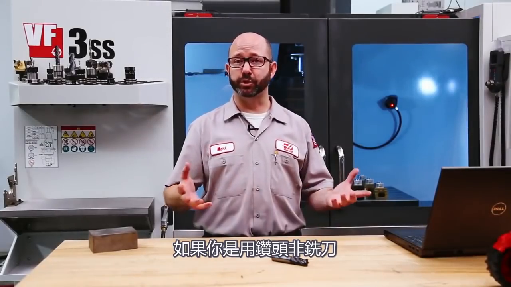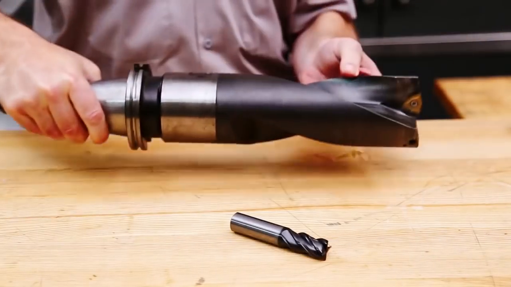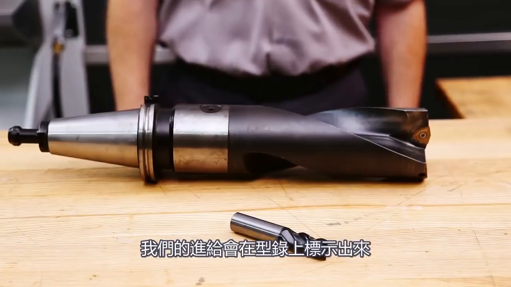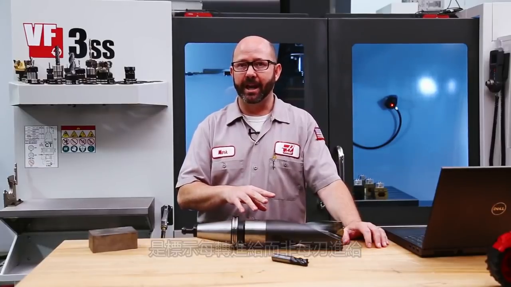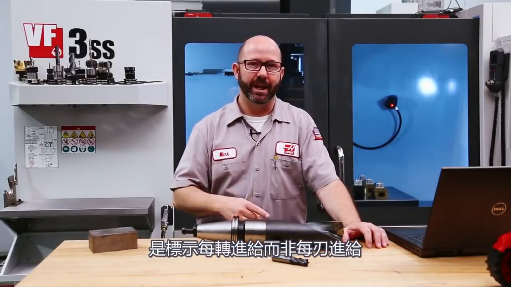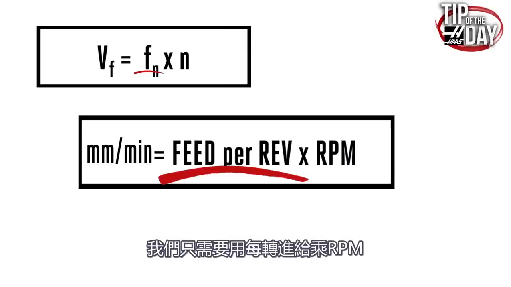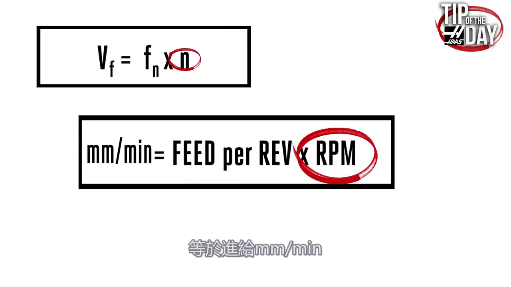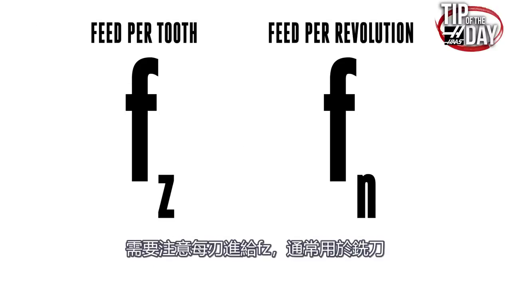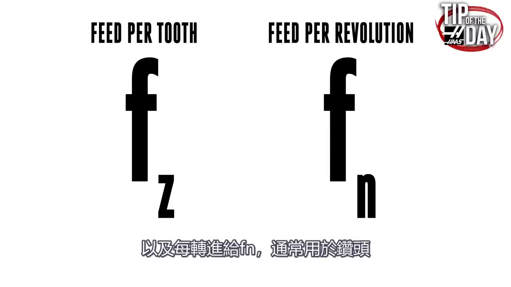Now, if you are dealing with drills and not end mills, our feed rate might be listed in our catalogs as a feed per revolution and not a feed per tooth. We just multiply the millimeters per revolution chip load from the book times our RPM to get our feed rate in millimeters per minute. Now watch out for and know the difference between millimeters per tooth, FZ, which we typically use for milling tools, and millimeters per revolution, FN, which we often use for drills.